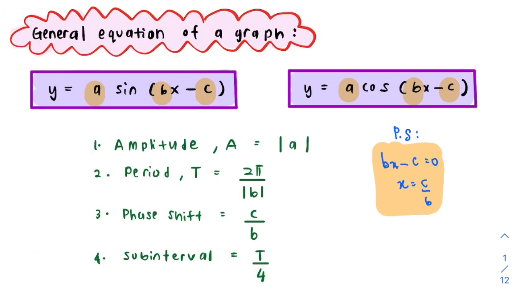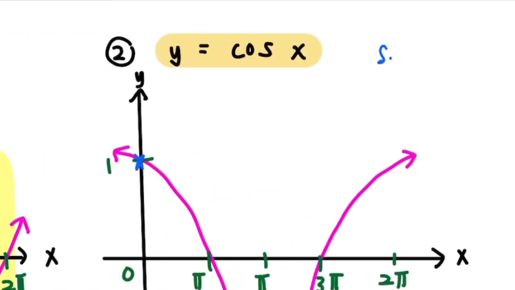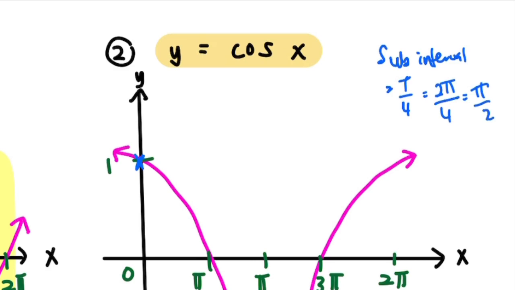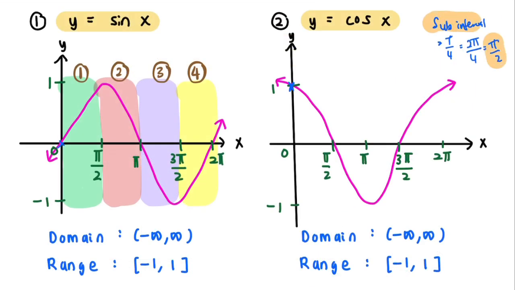So what is actually the formula for subinterval? The formula for subinterval is T over 4. So the whole period, you just divide it by 4. Now let us revisit your basic graph. Why is the subinterval pi over 2? Because let's calculate: subinterval is equal to T over 4. The period is 2 pi, so 2 pi over 4 is equal to pi over 2. That's why the subinterval of the basic graph is equal to pi over 2 for each part here.